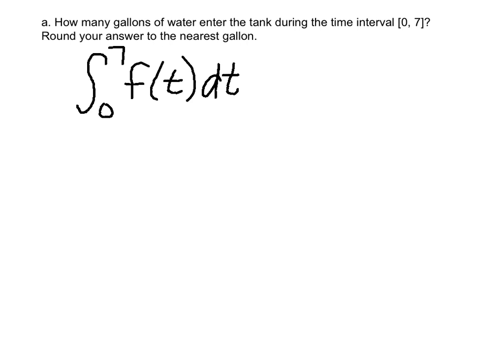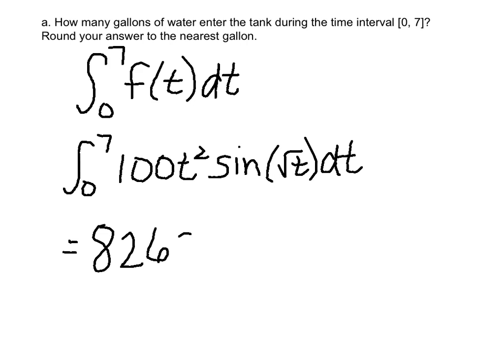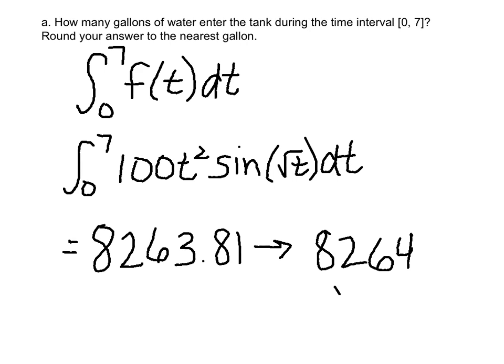dt. So when you plug it into your calculator, you would plug in 100 t squared sine of the square root of t dt. You then solve, and the calculator says that it's 8,263.81 gallons. Because it says to round to the nearest, you need to remember to do that, and you get 8,264 gallons.